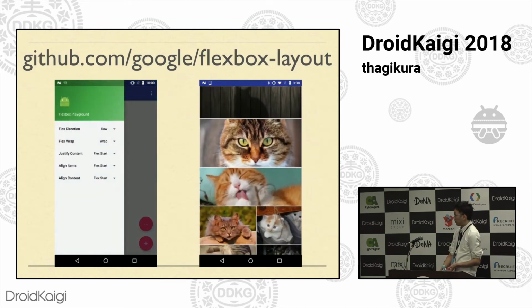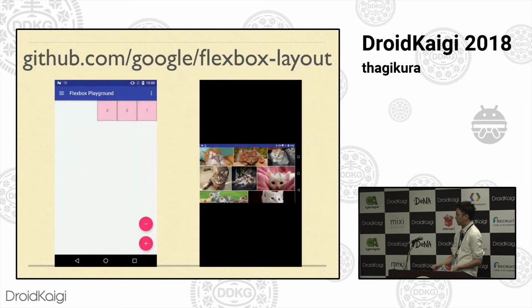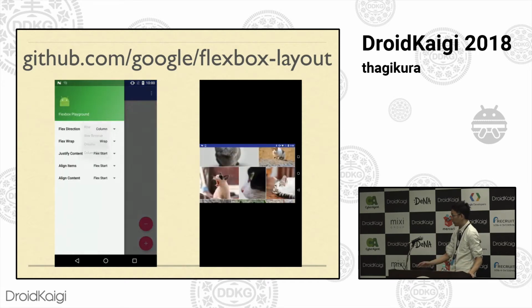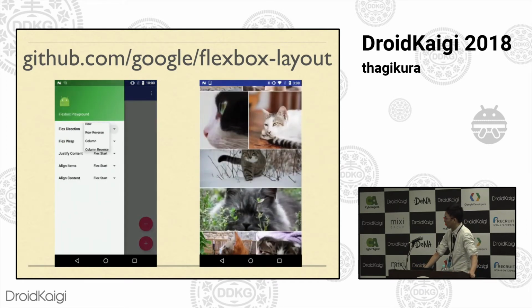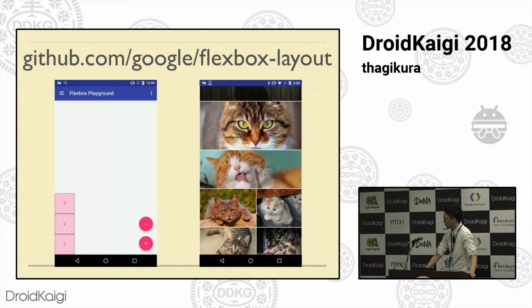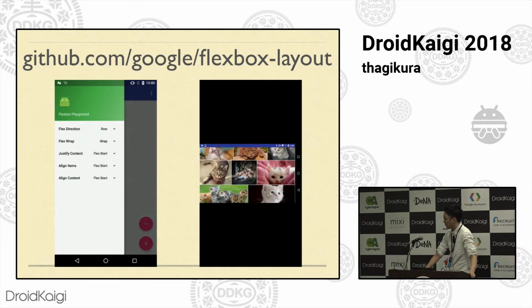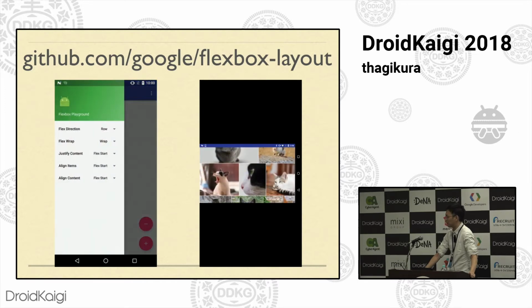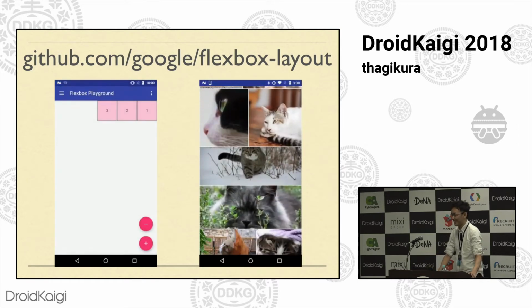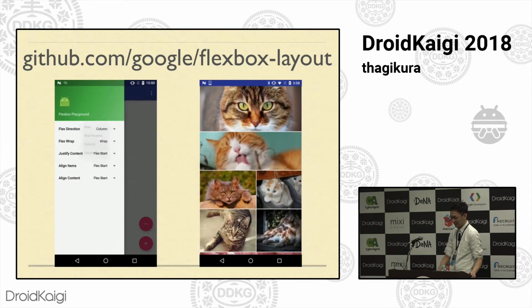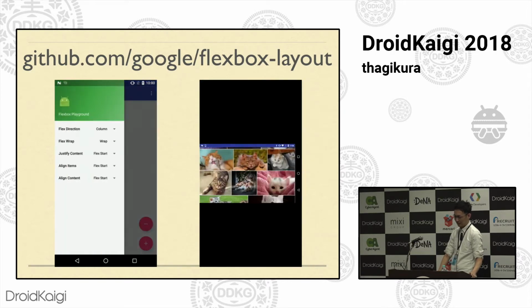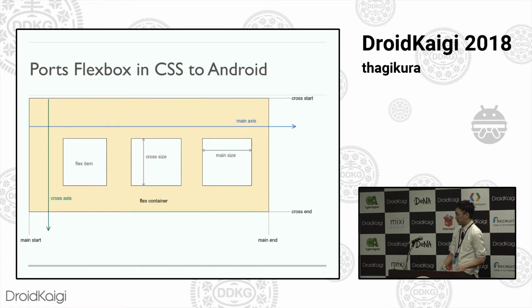The library is on GitHub. If you are interested, you can check it out. Also, as a side note, the library got more than 10,000 GitHub stars a couple of months ago. Thanks for supporting it. Thank you. Basically, the library brings the Flexbox specification in CSS into Android. But in this talk, I won't talk in detail about the library.